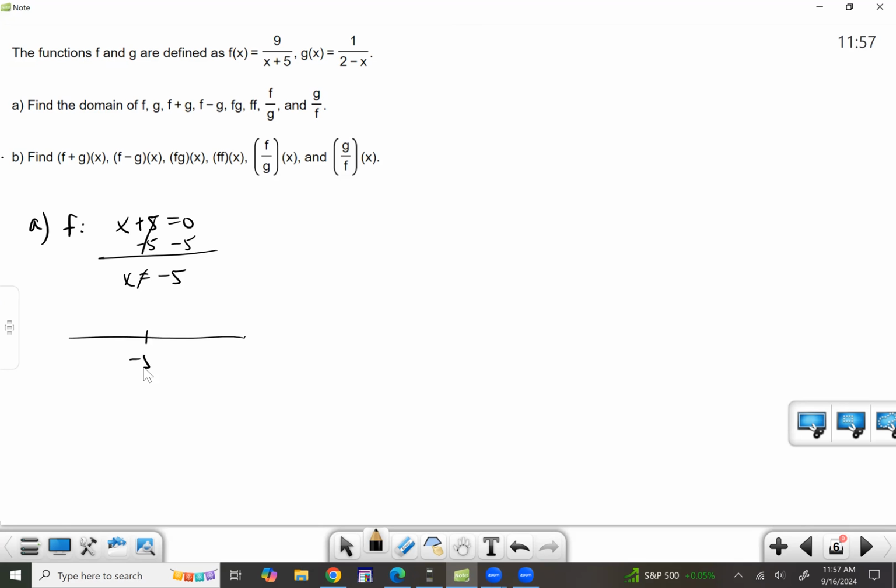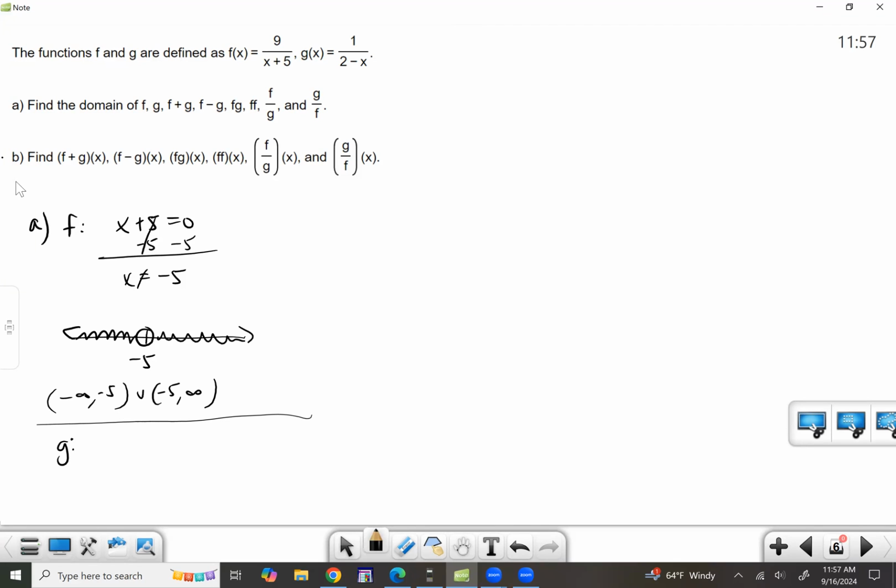So -5 has to be removed, but every value going this way is fine, and every value going to the right is fine. So our domain would be from -infinity all the way up till -5, union -5 all the way to infinity. Now we're going to do the same thing, but for G.